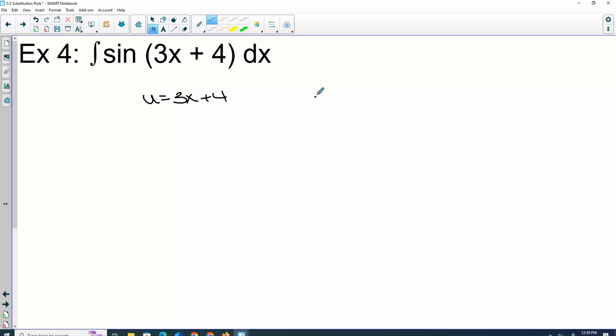So du, what is the derivative of 3x plus 4? 3 dx. So you notice in the problem, I need the 3x plus 4. I need the dx. I do not need my 3. So what do we do? 1/3 du. Do we need our sine? That's part of the integral.